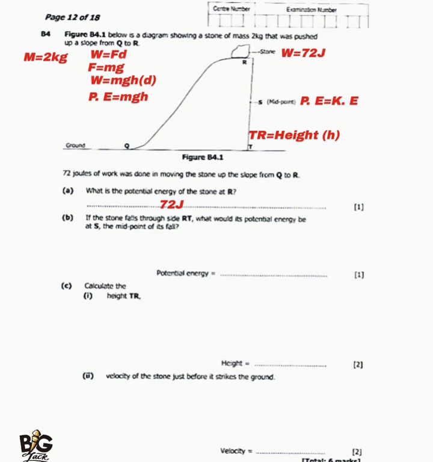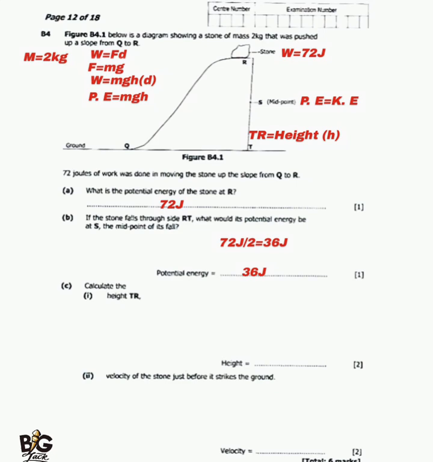So for us to calculate the potential energy at S, I'm going to say 72 divided by 2. The 2 is coming from the potential energy and the kinetic energy, since I know that at the midpoint, potential energy is equal to the kinetic energy. When I divide, I get 36 joules. So our new potential energy is 36 joules.